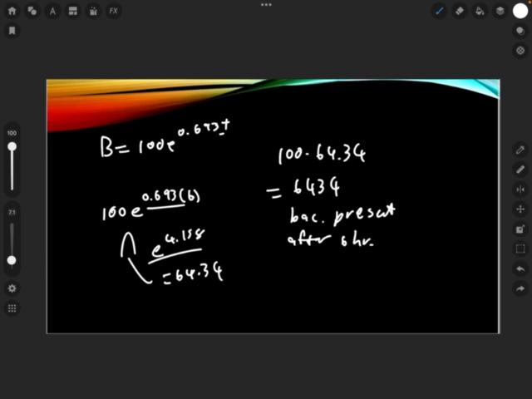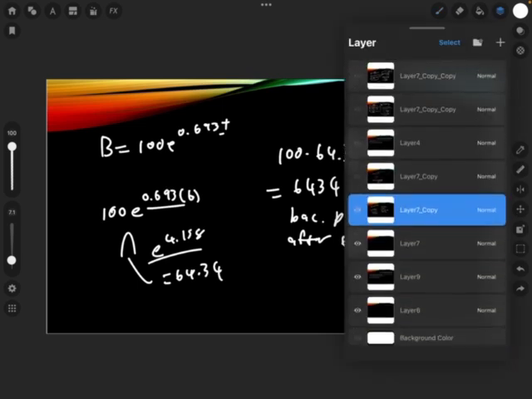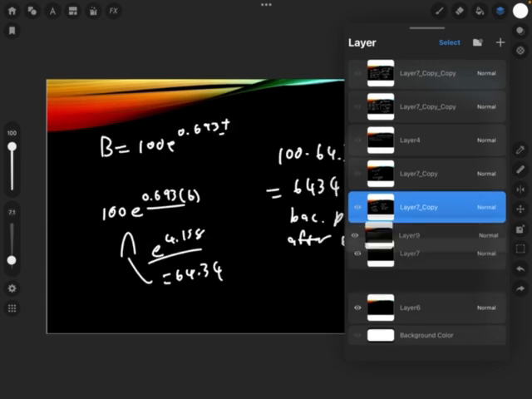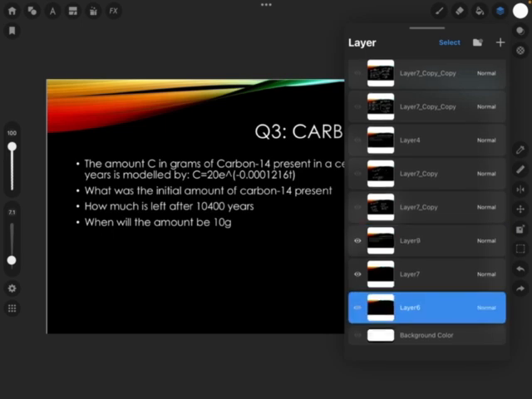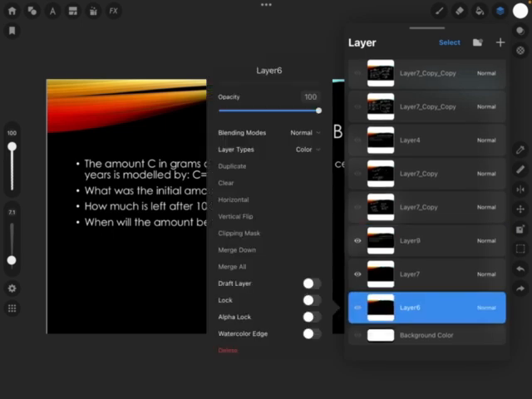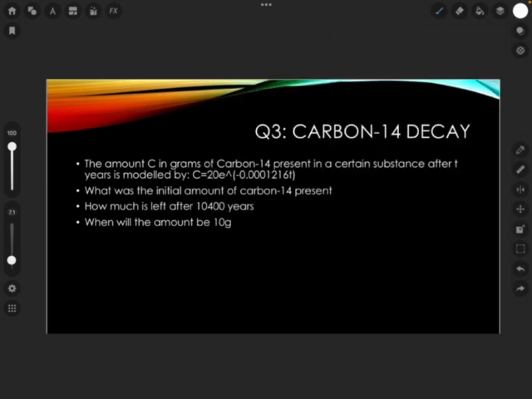So that's all for that question. Now for the last question, which is the carbon-14 problem. What they want to know is how much was present initially, how much is left after 10,400 years, and after how long will it be 10 grams.